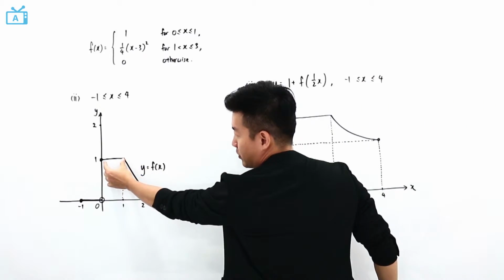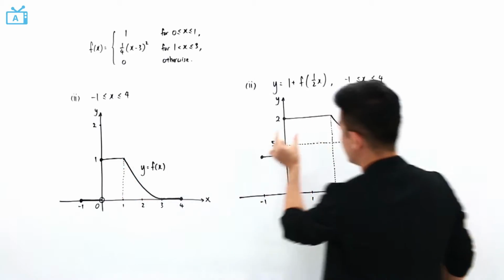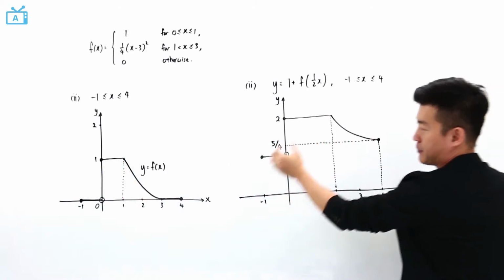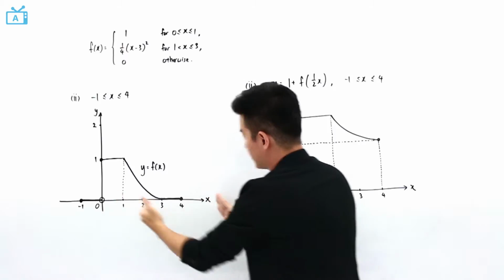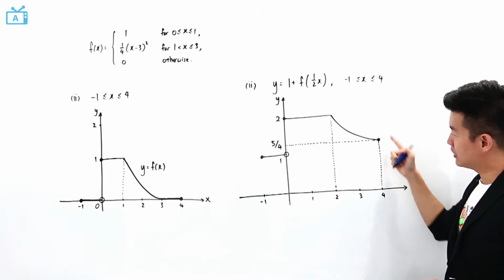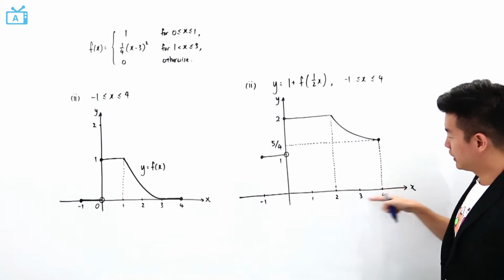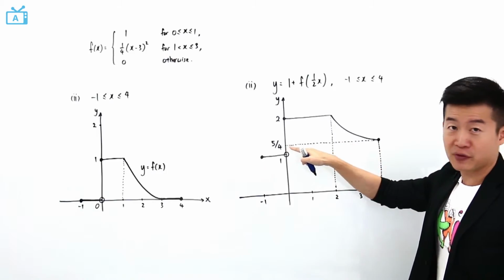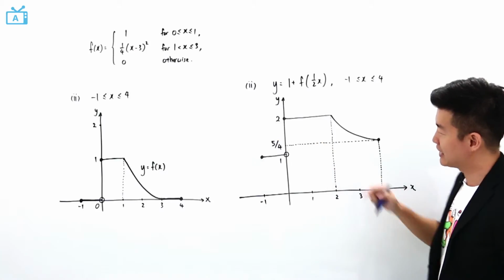This is a 1 unit portion, but it is going to be stretched to 2 units, so from 1 to 2 units. And this portion here will also be stretched, but the thing is, it is going to be cut off at 4. That is why this is actually a slightly more tricky point. What we need to do is to find out what is the output, which is 5/4 here. I'm going to show you how I get this value.